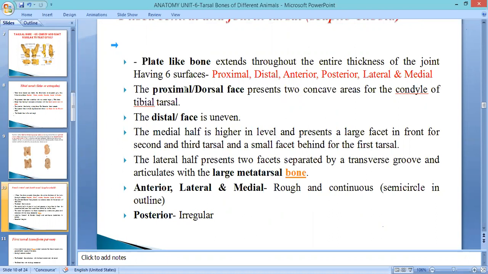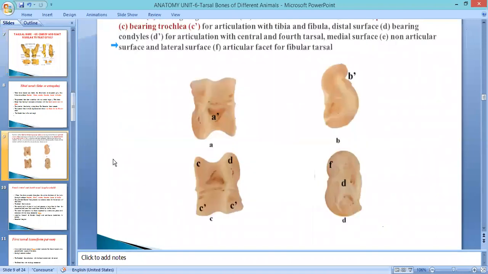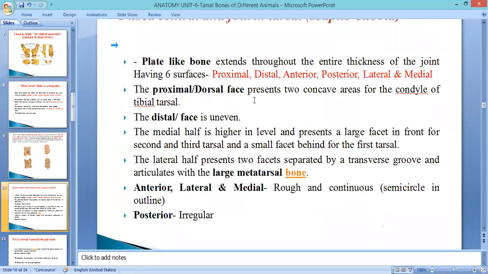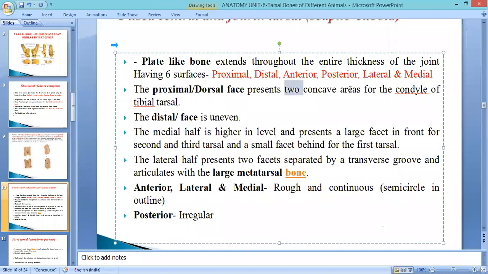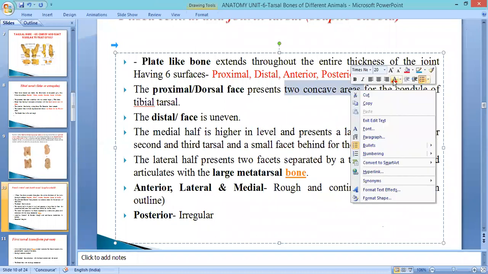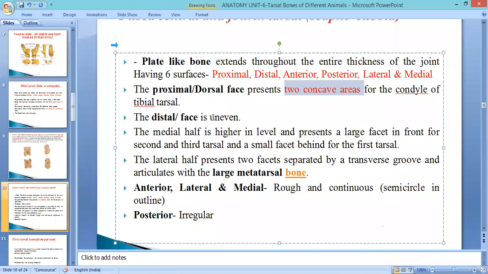The proximal surface or dorsal surface has two concave areas, which are for the condyles of the tibial tarsal. The tibial tarsal comes in contact with the anterior part, dorsal part or proximal end of the central plus fourth fused tarsal. So the dorsal surface contains two concave areas for the condyles of the tibial tarsal, and the distal face is uneven, which is for the second plus third.